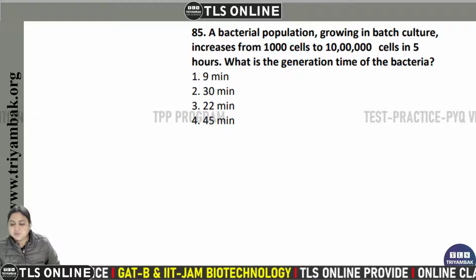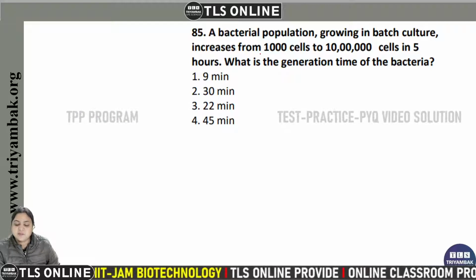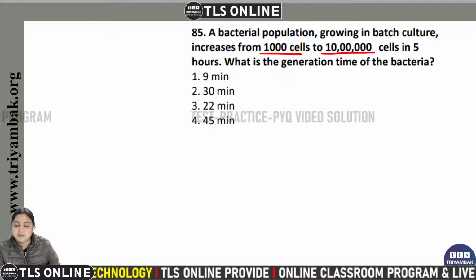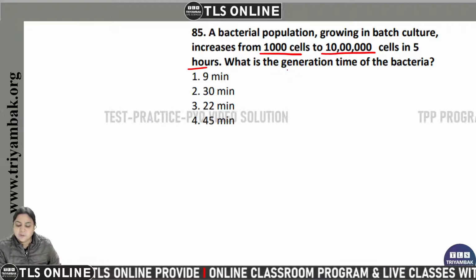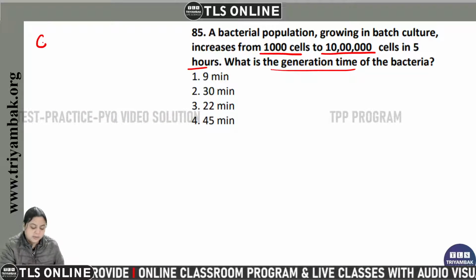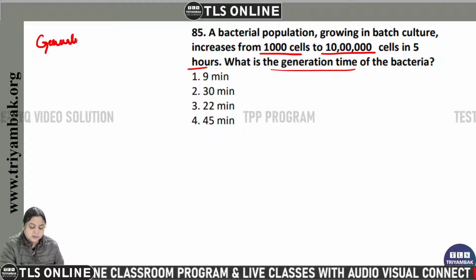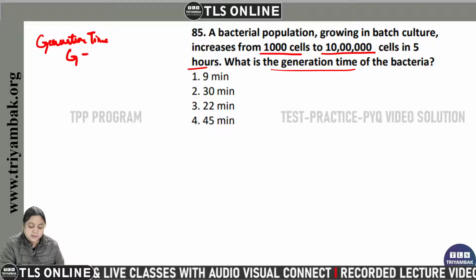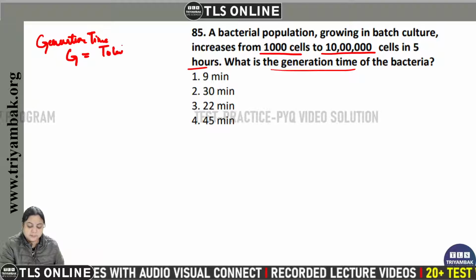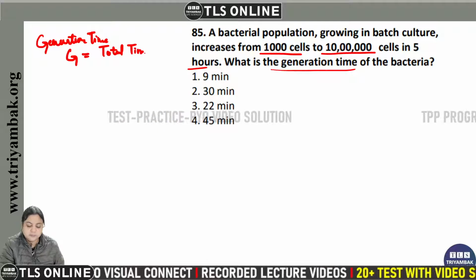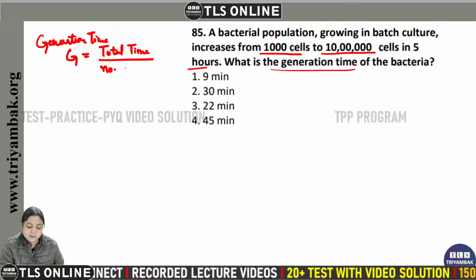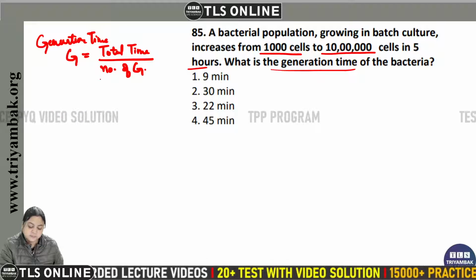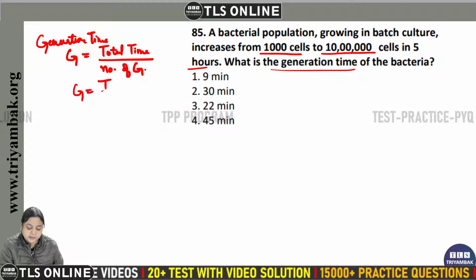A bacterial population growing in batch culture increases from 1000 cells to 10 lakh cells in 5 hours. What is the generation time? So generation time, that is G, is equal to total time divided by number of generations, right? G is equal to T by N.